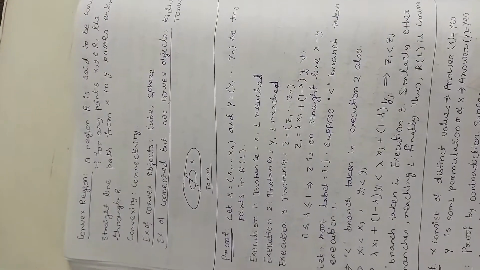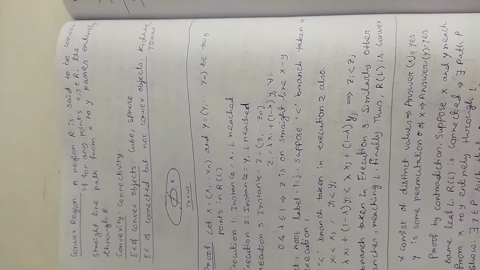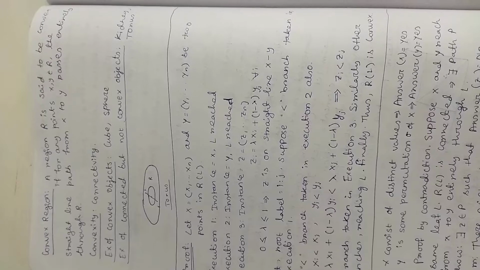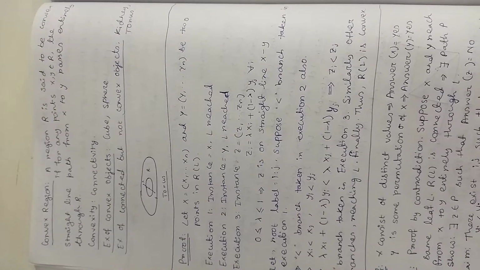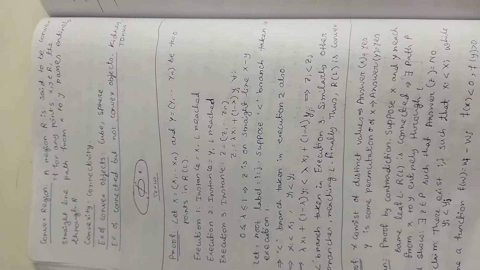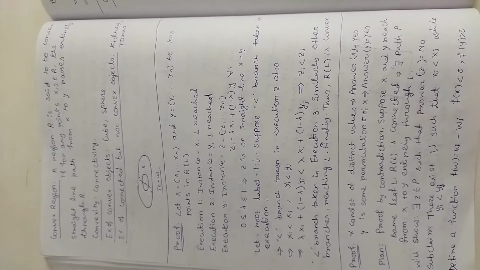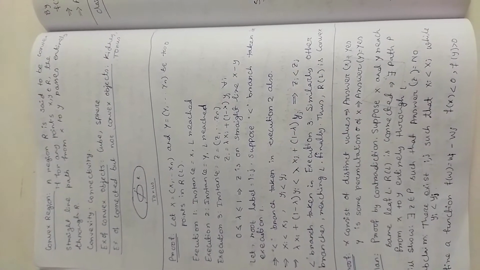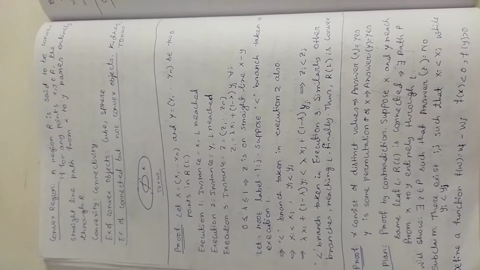You can also give some examples of convex objects, like a cube and a sphere. In a cube or sphere, if we consider two points and join them with a straight line, then the line will lie entirely within the cube or sphere. So we can say that it is a convex region and also it is connected.